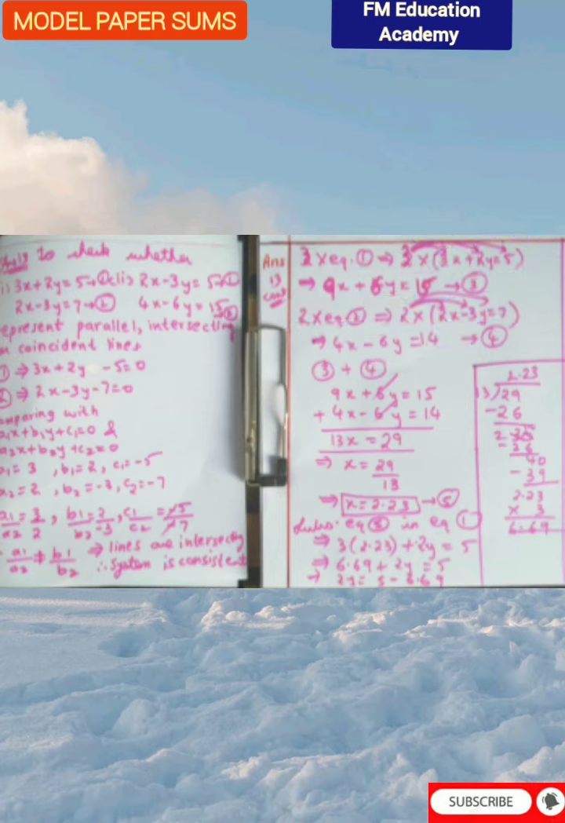Now observe the third equation and fourth equation. Both have become plus 6y and minus 6y. So we can cancel both because both are y. So we are cancelling plus 6y and minus 6y. We are left with 9 plus 4 is 13x and 15 plus 14 is 29. So x is equals to 29 by 13.